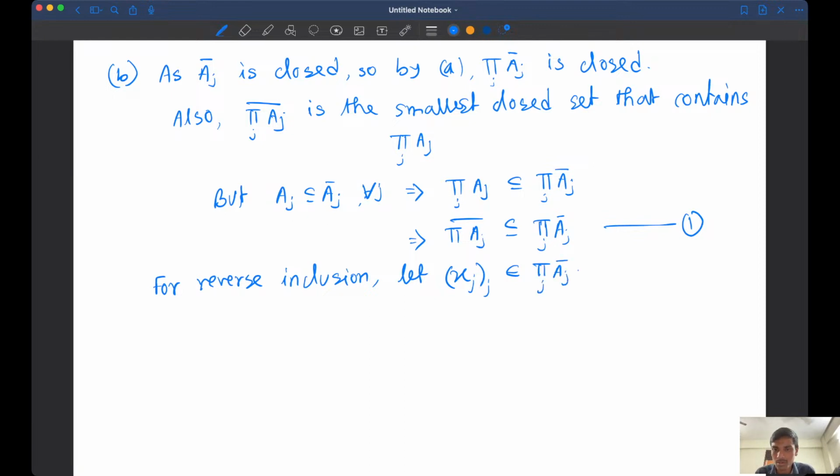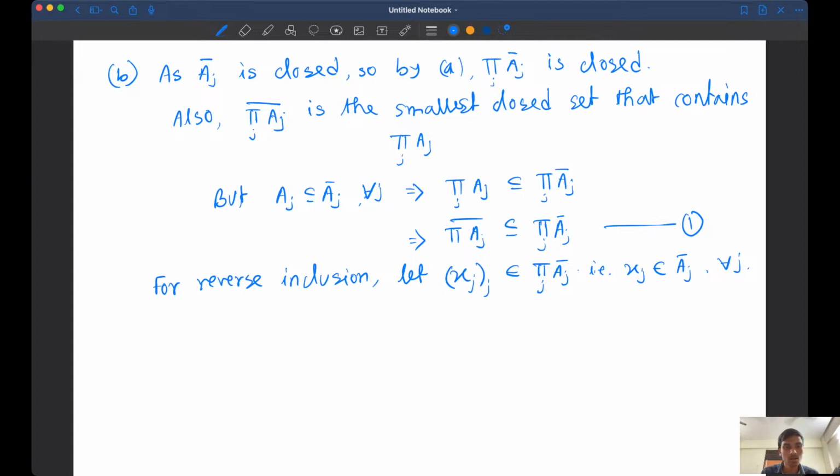That is, in particular, xj belongs to aj closure for all j. So to show that this is contained in here, if I pick any neighborhood around this one, I follow the usual closure definition. What I need to show is, if I take any neighborhood around this point, this product of xj, and that intersects this product of aj, then this point also lies in the closure. That is the usual definition of the closure, so I'll follow that one.